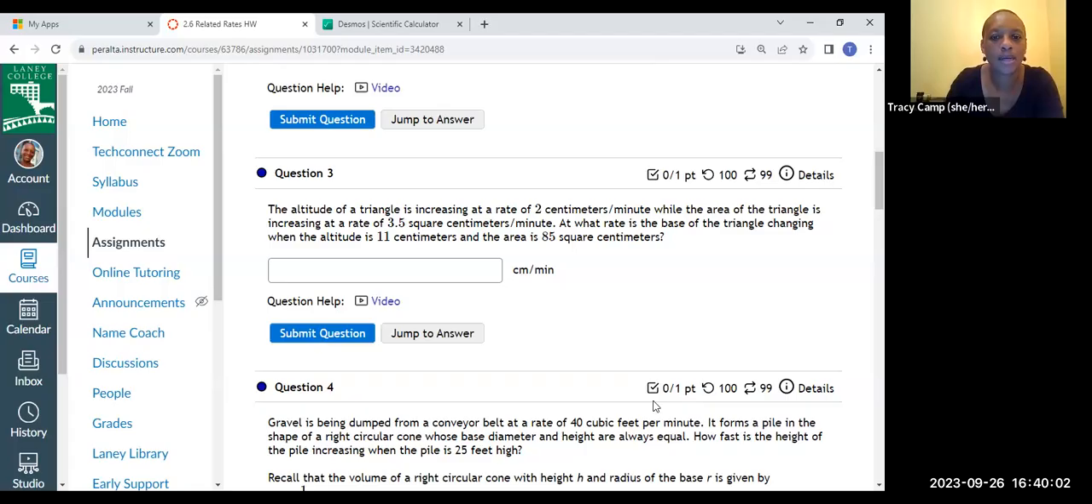So let's look at number 3. It says that the altitude of a triangle is increasing at a rate of 2 centimeters per minute, while the area of the triangle is increasing at a rate of 3.5 square centimeters per minute. And then it says, at what rate is the base of the triangle changing when the altitude is 11 centimeters and the area is 85 square centimeters?